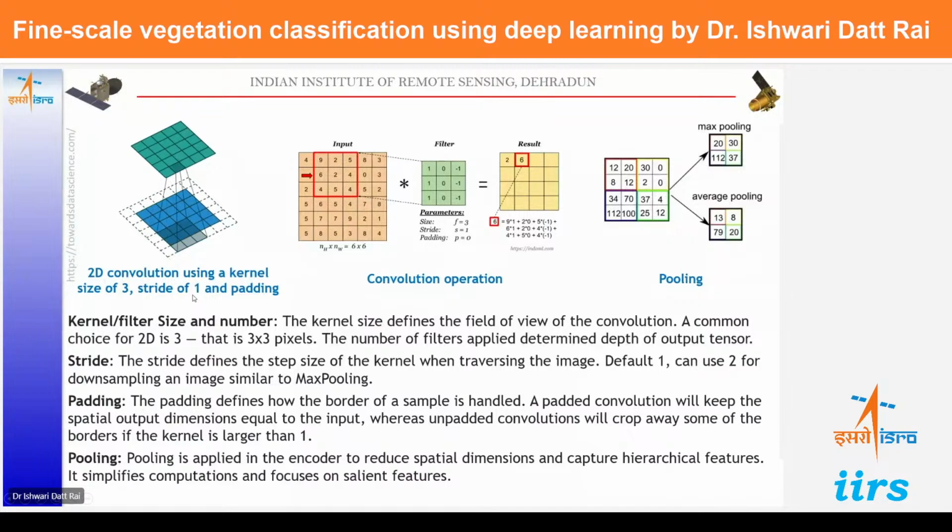When we are using a stride of 1, the output extent of the image will be exactly the same as the input image if we are using padding. Padding defines how the border of the sample is handled. A padded convolution will keep the spatial output dimensions equal to the input. In this case, we are using a padding of 1 pixel, and in the second case, in this image, no padding was involved. So the number of rows and columns in the output will be less than the input image. This convolution operation is the multiplication of the filter numbers with the input image, and the result is placed at the center of the kernel filter. So if you are using padding, the output extent will be the same as the input, and if we are not using padding, the output will be smaller than the input.